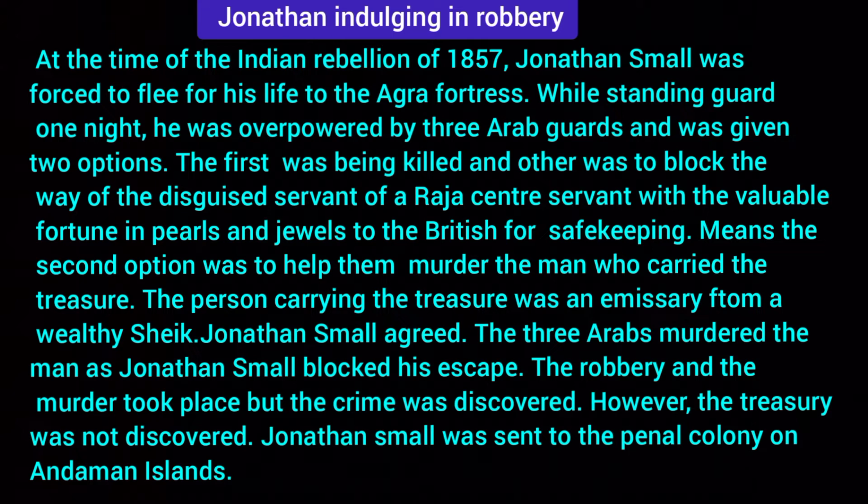While standing guard one night, he was overpowered by 3 Arab guards and was given 2 options. The first was being killed and the other was to block the way of a disguised servant of a Raja who sent the servant with a valuable fortune in pearls and jewels to the British for safekeeping. Means the second option was to help them murder the man who carried the treasure. The person carrying the treasure was an emissary from a wealthy sheikh. Jonathan Small agreed. The 3 Arabs murdered the man as Jonathan Small blocked his escape.